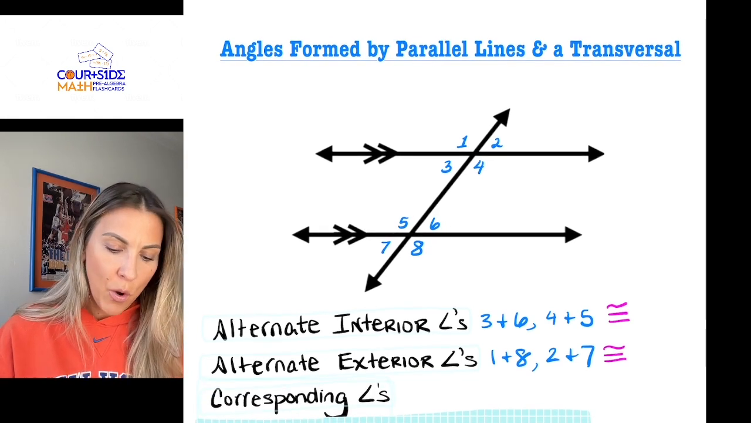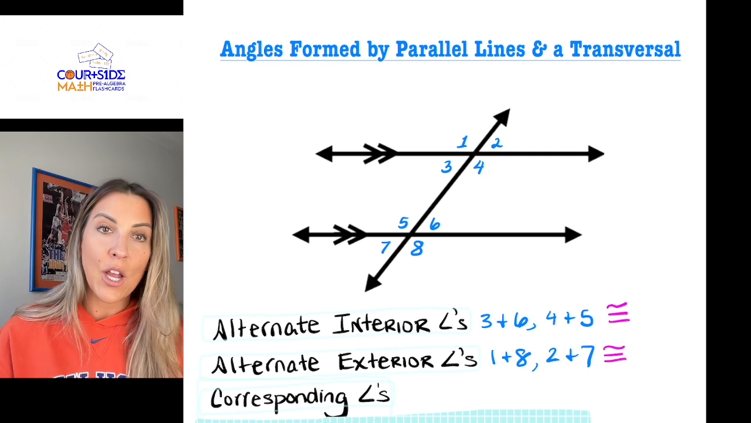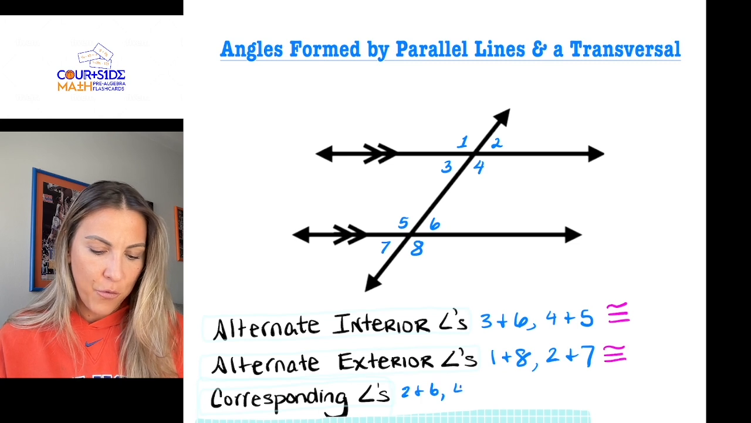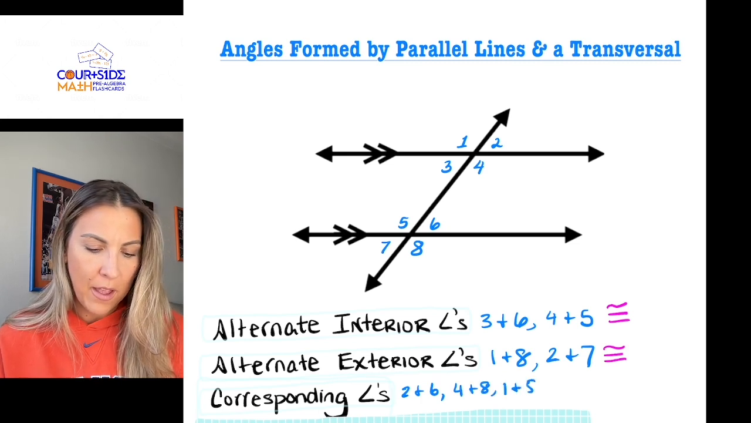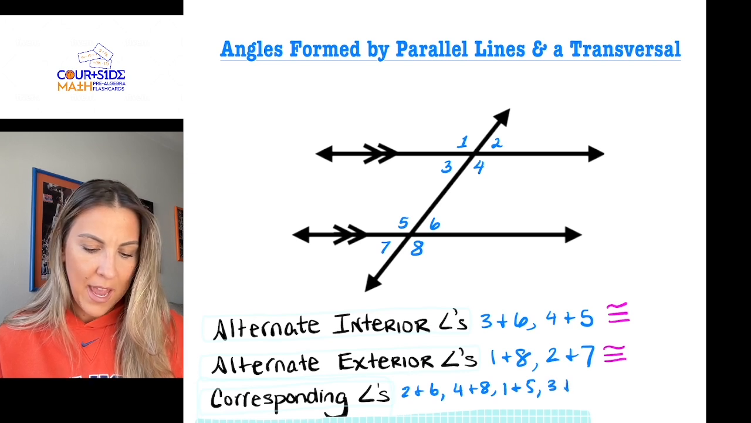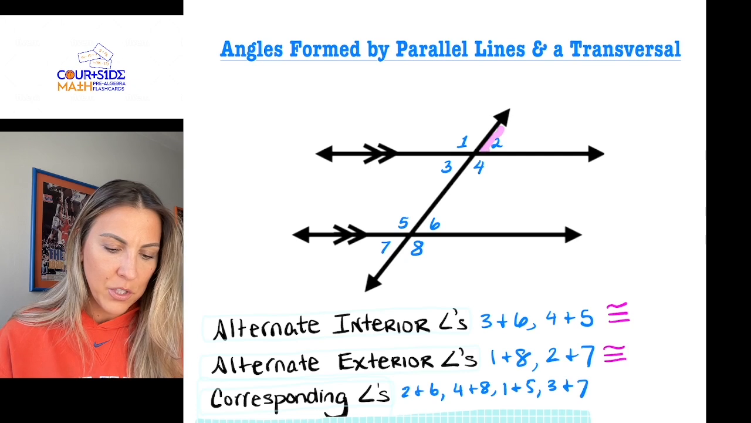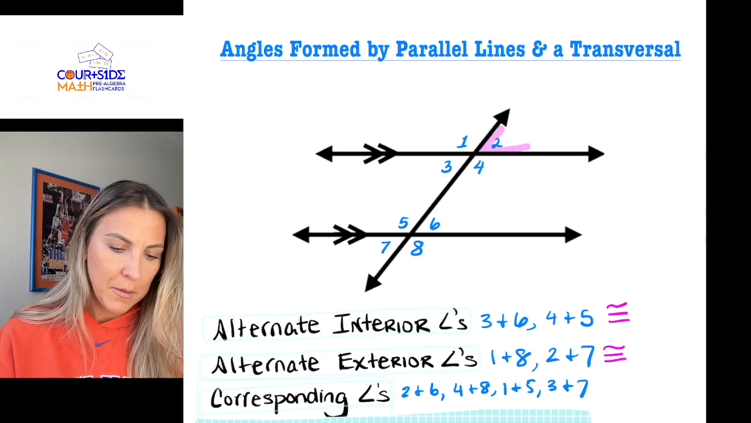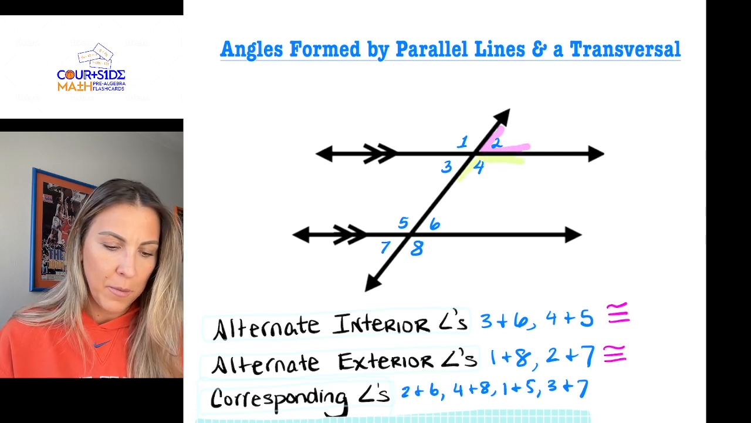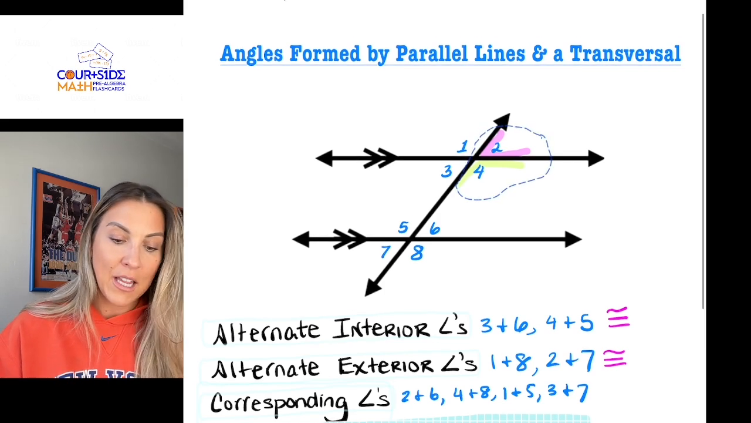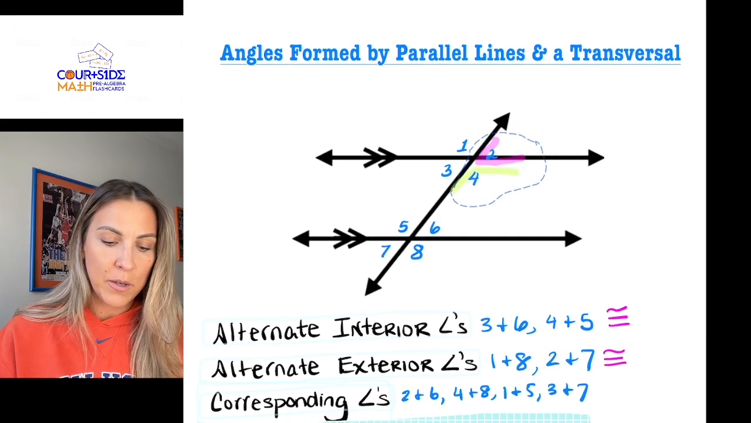Corresponding angles. I'll tell you which ones they are first, and I'll tell you how to remember it. My corresponding angles are going to be 2 and 6, and then 4 and 8 on the right side. On the left side, there are 1 and 5, and 3 and 7. The best way that I could explain corresponding angles to you is if I look at angle 2, matter of fact, let's also highlight angle 4. Let's say I take those two angles and I'm going to take an elevator straight down. So I'm not moving left or right, I'm just going down with them.